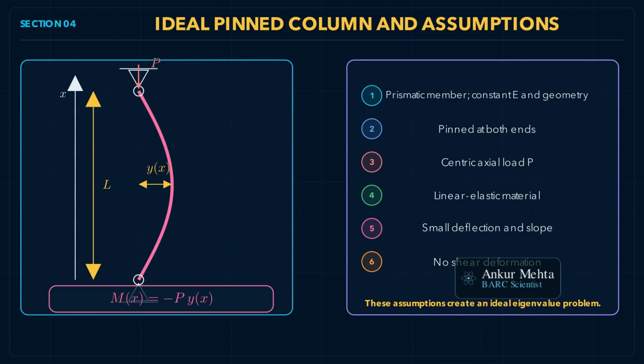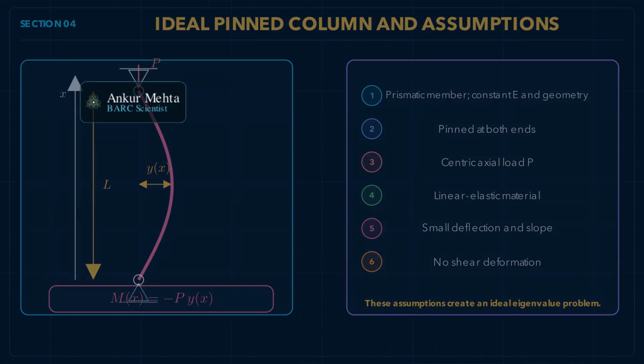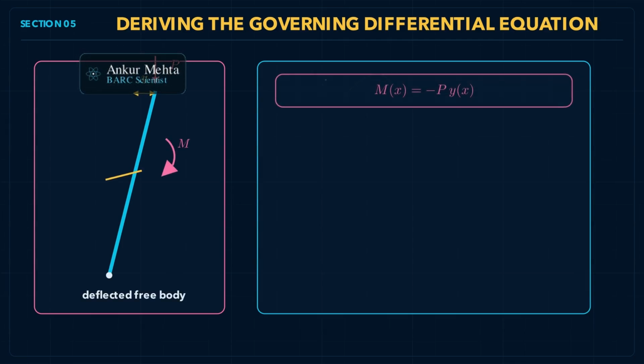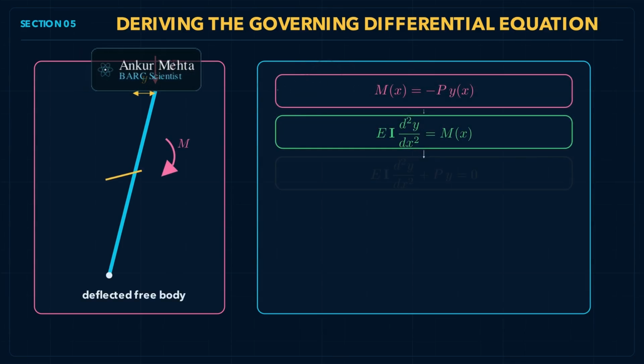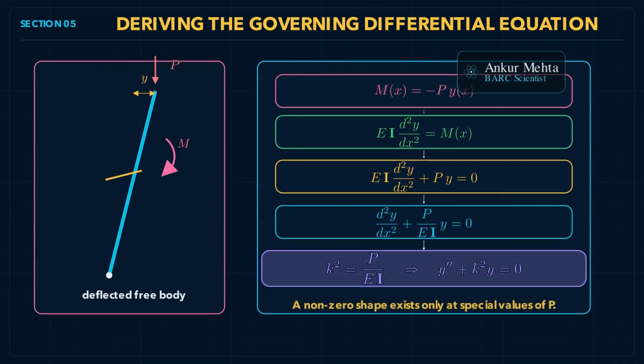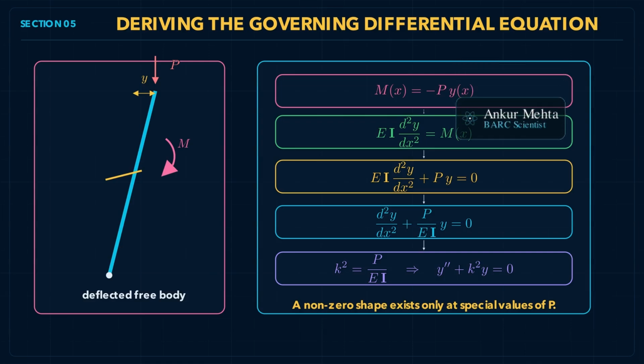Let x run along the column and let y of x represent the small lateral deflection. If we cut the column at any point, the axial load P acts through a lever arm y, producing an internal bending moment. Using standard small deflection beam theory, the internal moment equals flexural rigidity times curvature. Therefore, M equals EI times y double prime. Equilibrium of the deflected column section also tells us that M equals minus P times y. Combining the two relations gives EI times y double prime plus P times y equals 0.